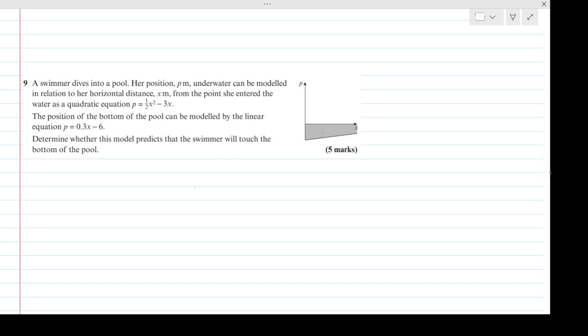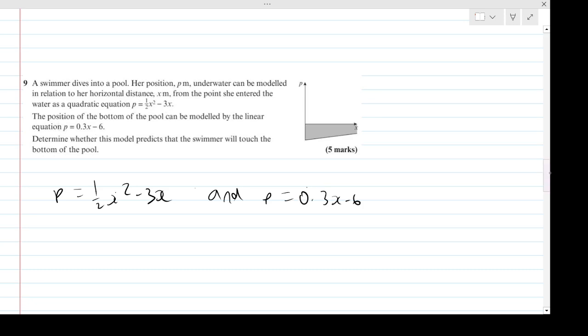Okay, we've got this example, and we're given a swimmer that dives, and the swimmer's position is this curve here. That curve's not sketched, but it would look something like this. So we need to know if it touches the base of the pool, which is this equation here, drawn there, or does it go beneath, and then it'll cross the pool. How do we determine that? We can set them equal to each other, because they're both positions. So p is a half x squared minus 3x, and also p is 0.3x minus 6.